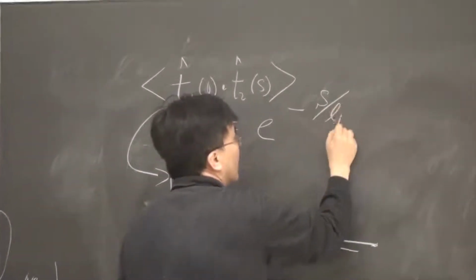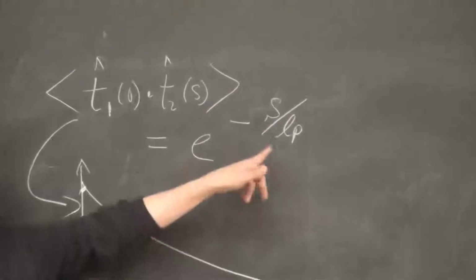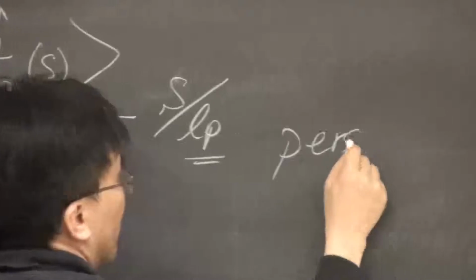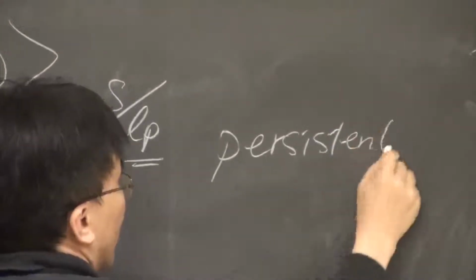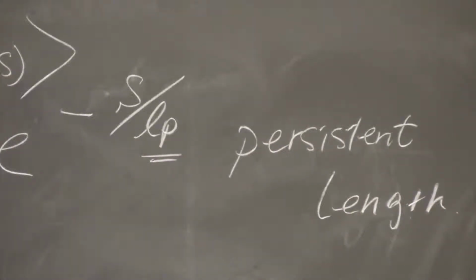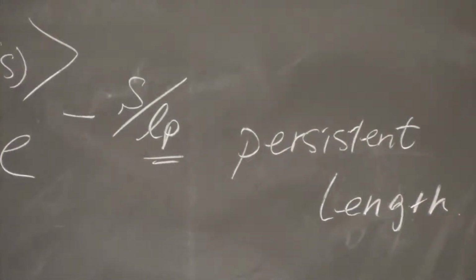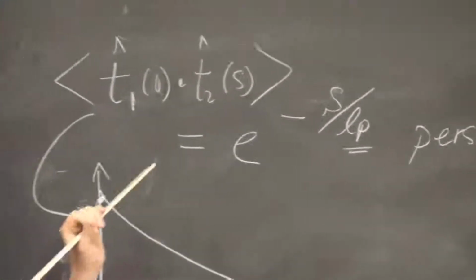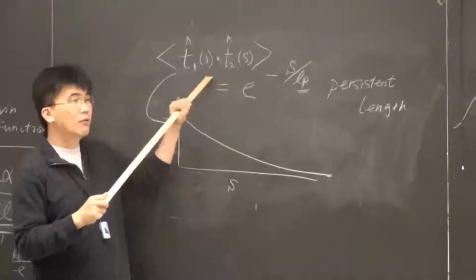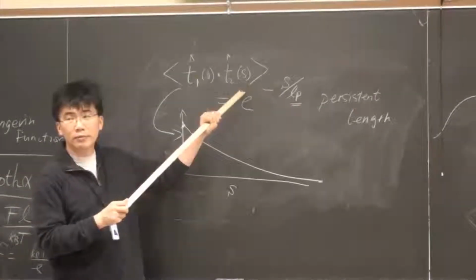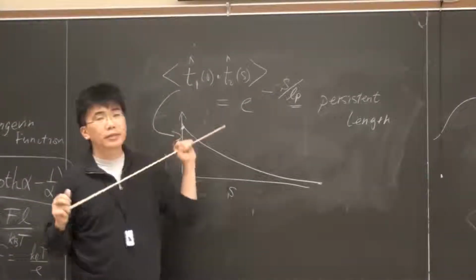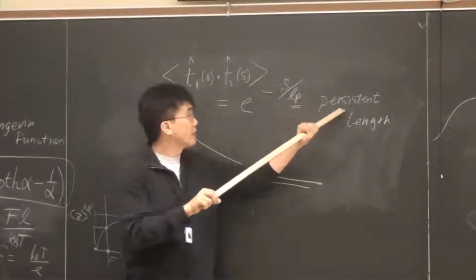And then the decay length scale, okay? This L_P is called the persistence length. So this is really the definition of a worm-like chain model. If you have a chain that satisfies this model, then two tangential vectors separated by distance S along the polymer, you take the dot product and take the ensemble average, then it follows this exponential decay with a decay length given by this length.